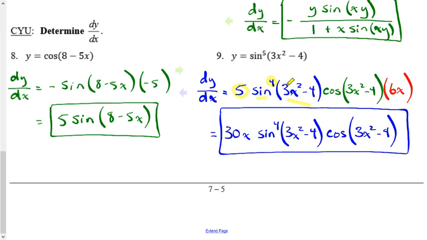Then I go to the next layer in, which is the sine of the something. Derivative of sine is cosine, keeping the something unchanged. One more link in the chain is the derivative of this inside part, which gives us the 6x. So it's like a chain rule with three functions in composition with each other.